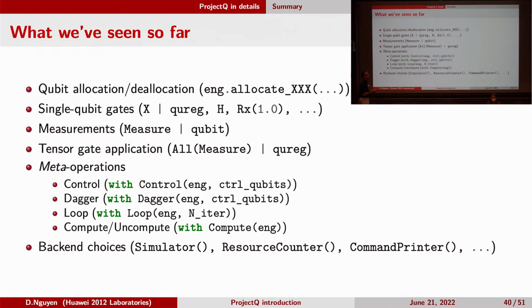So just a recap of what we've seen: allocating qubits, using gates, measurements, doing tensor operations. In this sense, that means just performing the same operation on multiple qubits. Meta operations with control, inverting operations with dagger, and compute and all the rest.